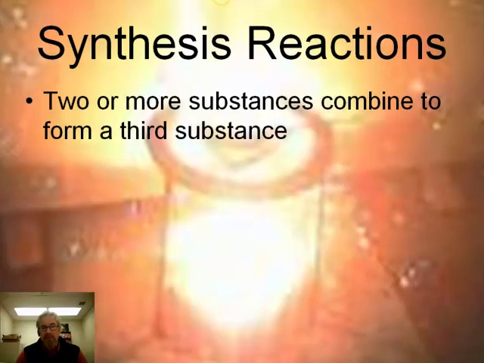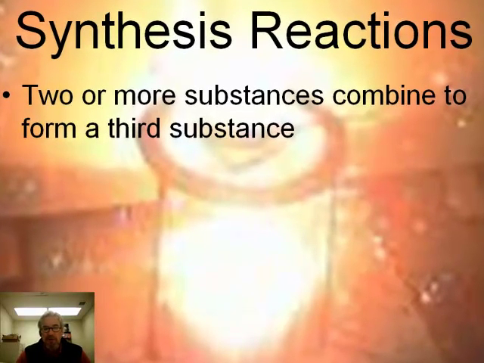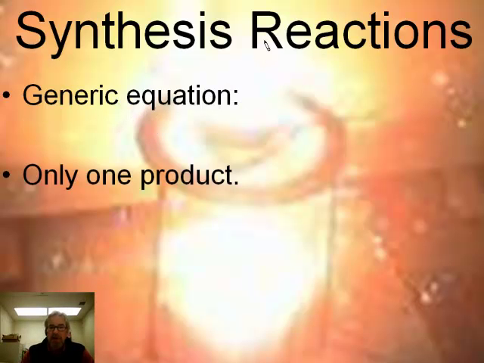In a synthesis reaction, what's happening is two or more substances combine to form a third substance. The generic equation for this, sort of a general description, is we have a first substance we'll call A, and a second substance that we'll call B, and when they combine we get a more complex substance, AB. Quite often A is an element and B is an element and AB is a compound, but an element and a compound or two compounds could also be synthesized.